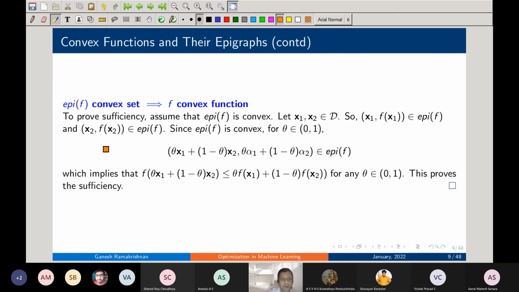Therefore, it must be that f of the convex combination is less than or equal to the convex combination of the f's, which must be less than or equal to the convex combination of alpha 1 and alpha 2. So any questions?